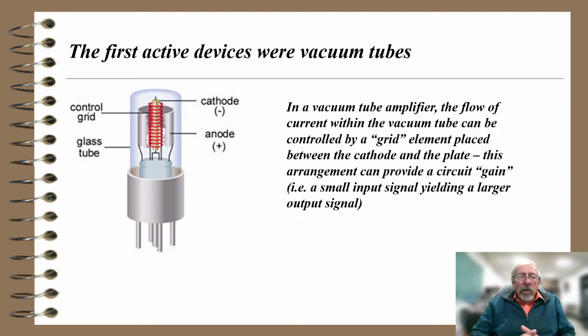So here we have a picture of a vacuum tube with, again, the anode now a cylindrical metal plate around the cathode, but between the cathode and the plate there's a control grid. Again, the same notation we have over on the right-hand side. The flow of current within the vacuum tube can be controlled by a grid element placed between the cathode and the plate.